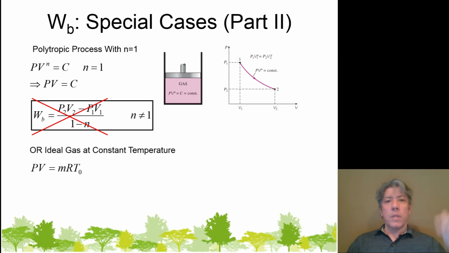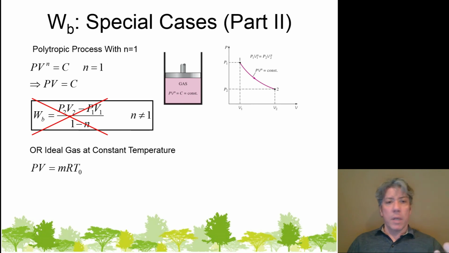However, notice that this case, PV equals C, is the exact same case as an ideal gas that is at constant temperature. If we have some type of container, for whatever reason, it's an ideal gas and it maintains its temperature as constant, then what we're about to derive will be exactly the same. Because look, if the temperature is constant, and obviously it's a closed system, no mass is leaving, then mRT is also a constant. So we've got, again, PV equals some constant. I don't care what the constant is, right?